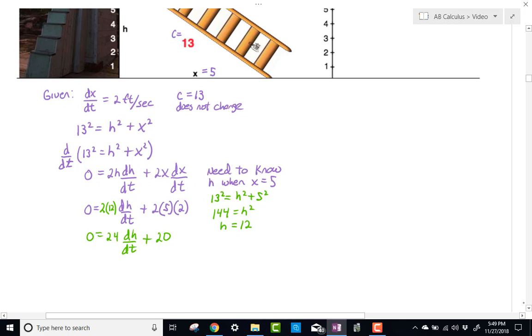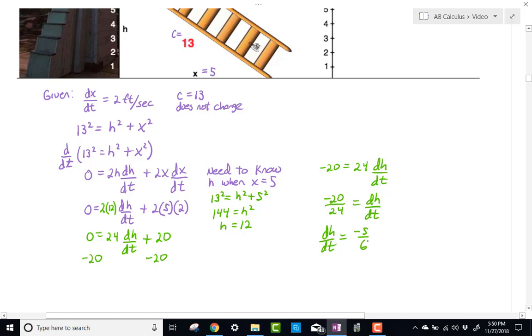So I'm going to come back up on the right side here. We're going to subtract 20 on both sides. So now we have negative 20 equals 24 dh/dt. We'll divide out 24 on both sides. That's negative 20 over 24 equals dh/dt. And then we can simplify this. So dh/dt is equal to negative 5 over 6.